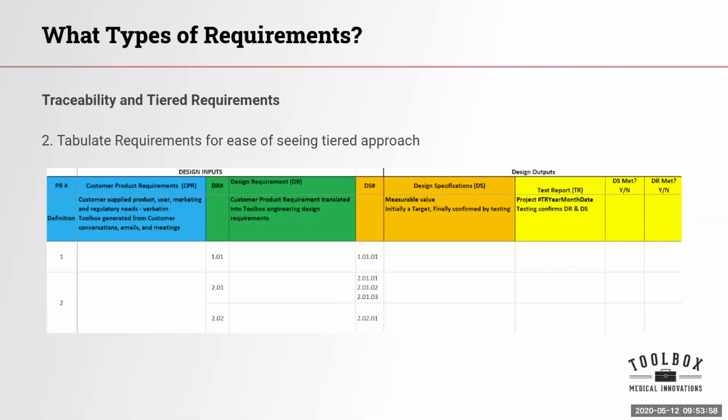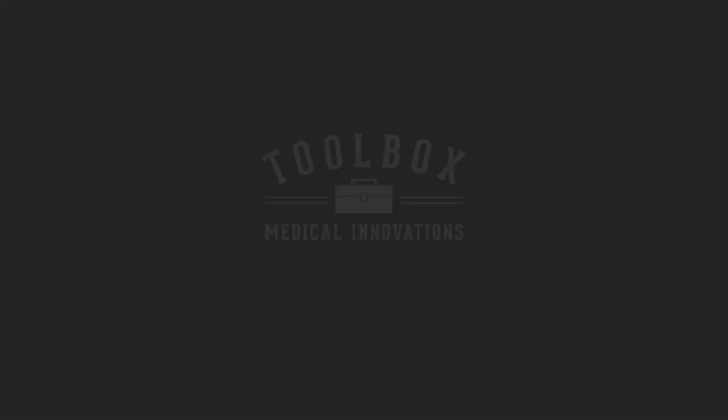So by documenting the requirements in this type of tabulated format, you can see all the tiers: product requirements, design requirements, specifications, even test reports, and whether or not it's been met in one quick glance. One thing to keep in mind, there's nothing preventing one specification or design requirement from being copied and repeated across multiple product requirements, if that is needed for product functionality.